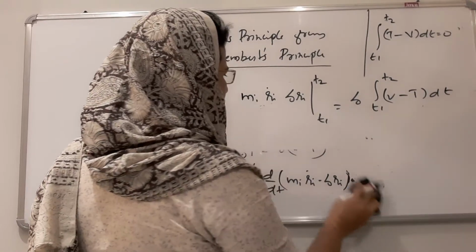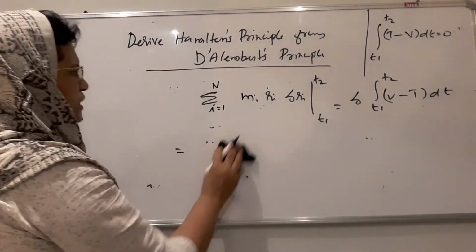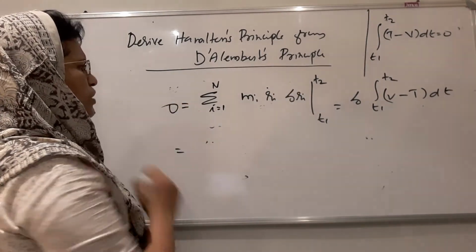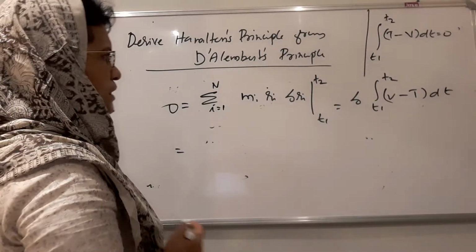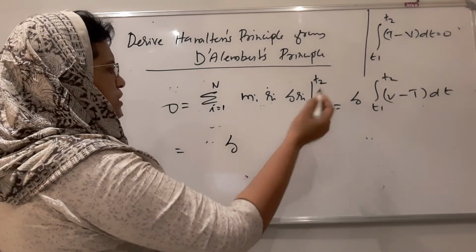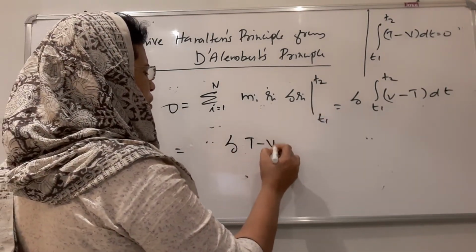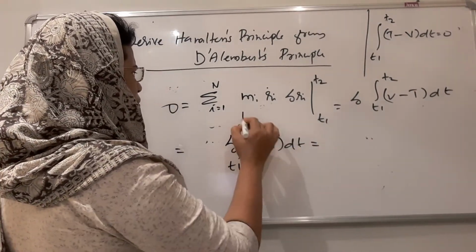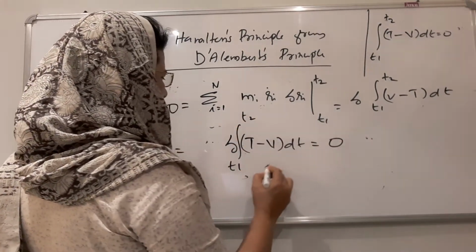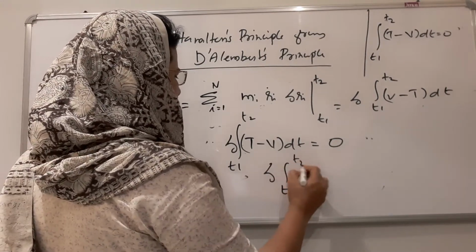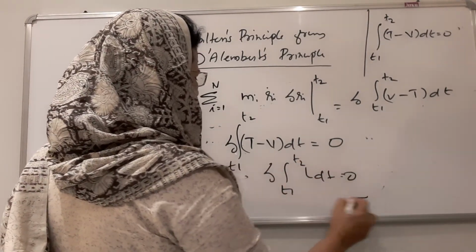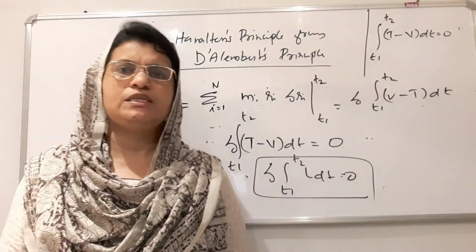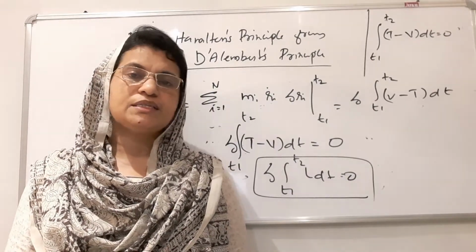On integrating, giving the limits at t1 and t2, there is no variation for r_i, therefore this term is equal to 0. There is no variation for r_i at the two endpoints, therefore delta integral of V minus T dt is equal to 0, or delta integral from t1 to t2 of (T minus V) dt is equal to 0, or delta integral from t1 to t2 of L dt is equal to 0. This is the expression of Hamilton's principle, which is derived from D'Alembert's principle.